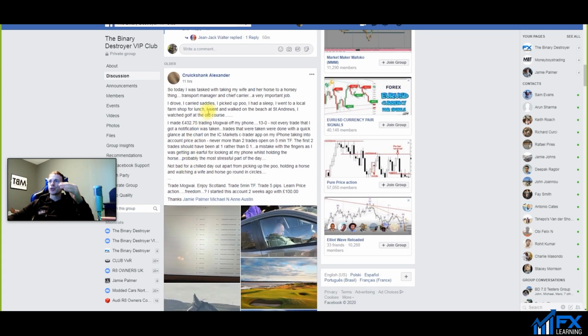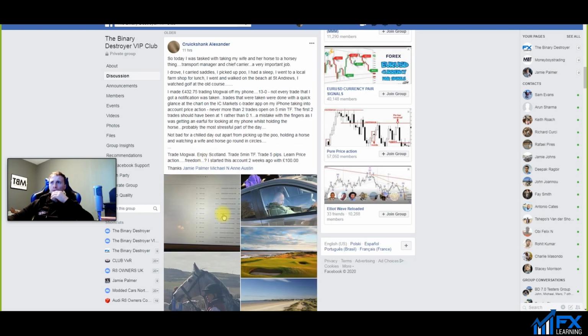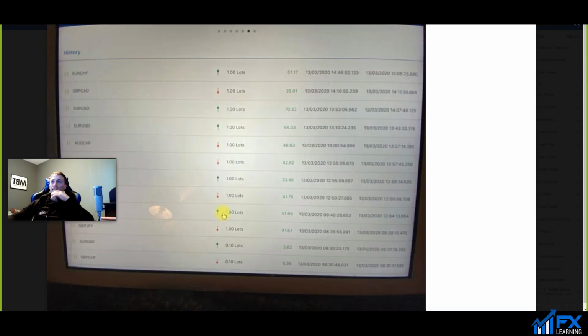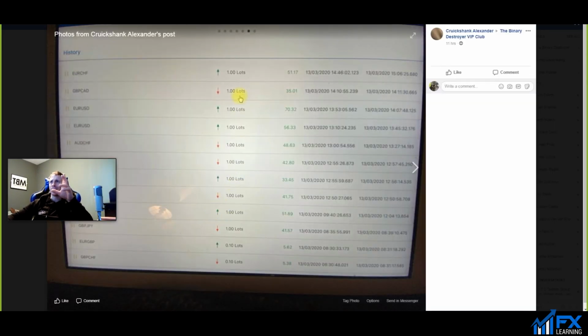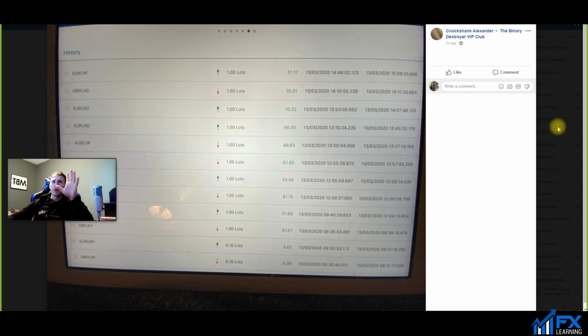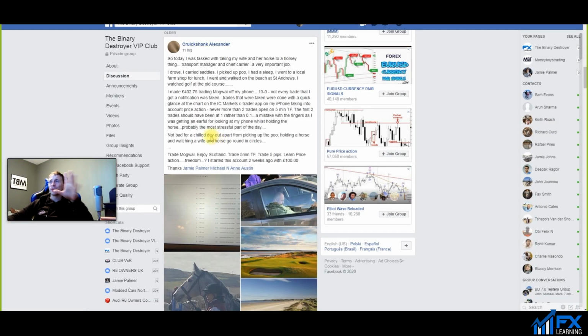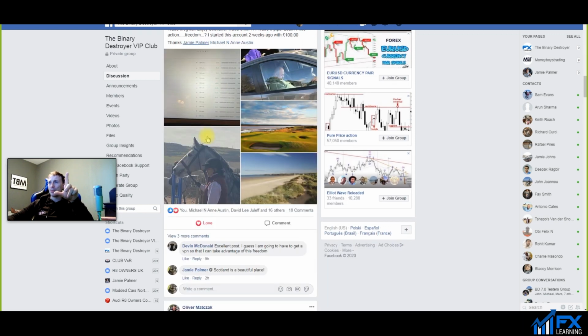So today I was tasked with taking my wife and a horse, taking her horse to a horsey thing. I managed £432 trading the Mogwai signals off my phone, 13-0, 5-minute take profit, 5 minutes time frame, and as you can see, was this on Forex or binary? Yeah, this is Forex. Look at these 1 lots. That, everyone, is a real good £432 in 1 day from one member.